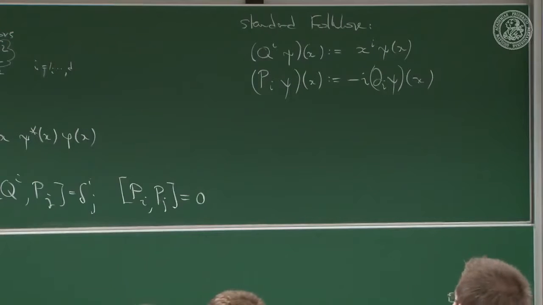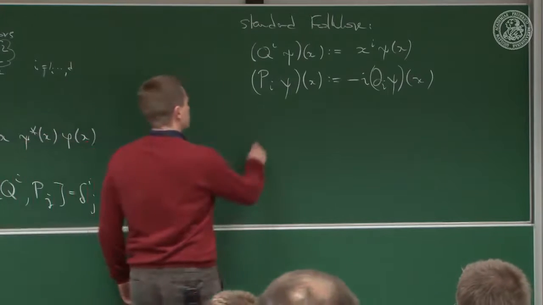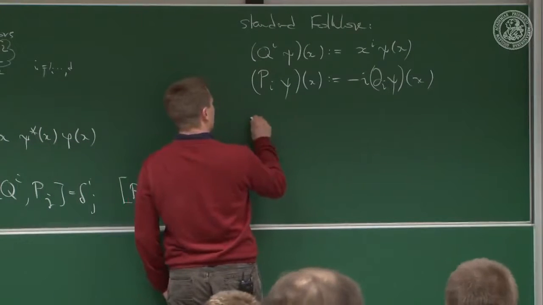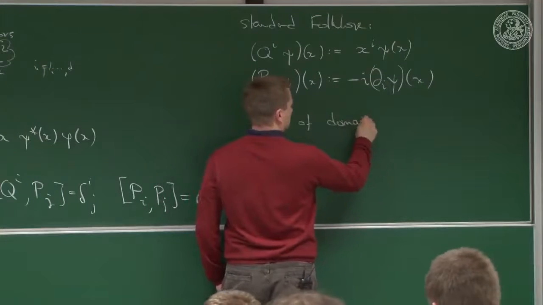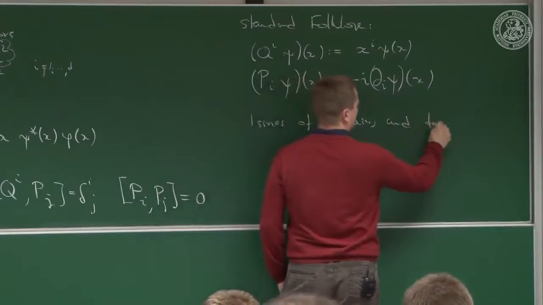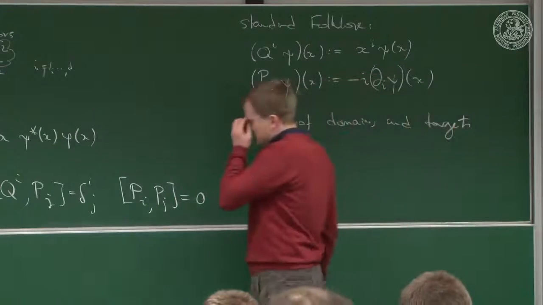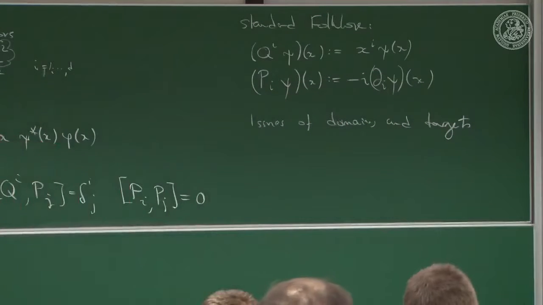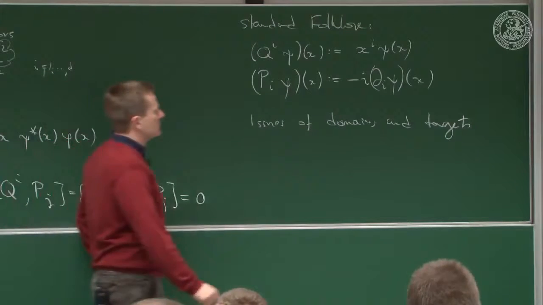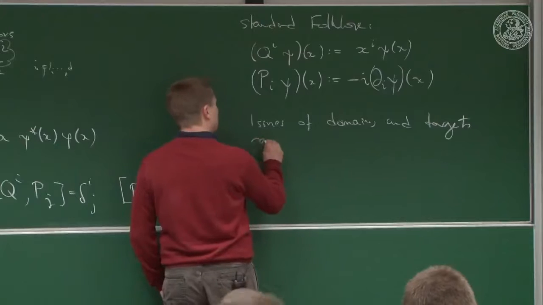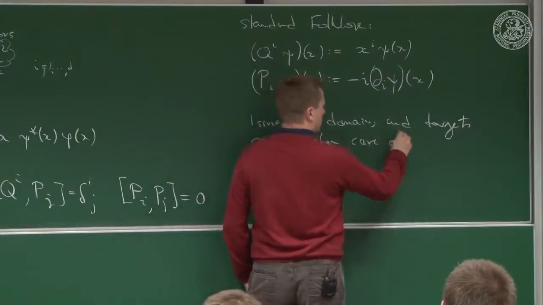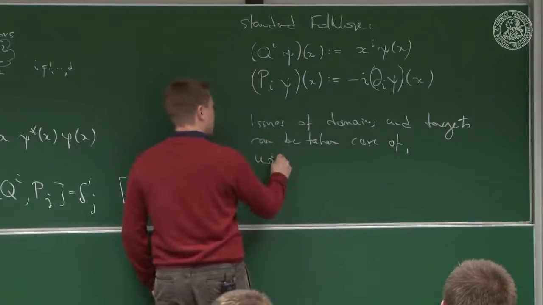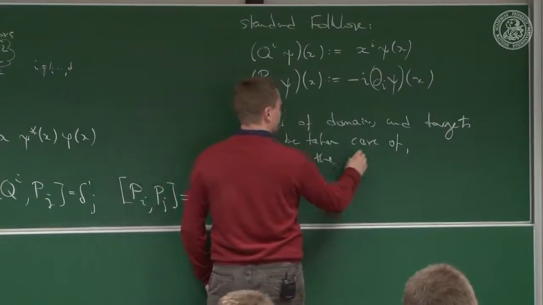So all of these issues, issues of domains and targets, can be taken care of. And you see this has a bearing on what self-adjointness is, rather than just hermiticity. Issues of domains and targets can be taken care of, and that's using the Gelfand triple.